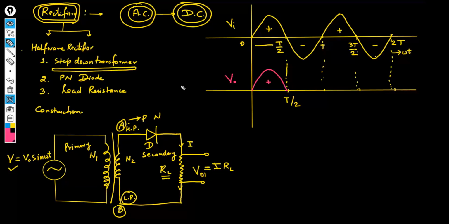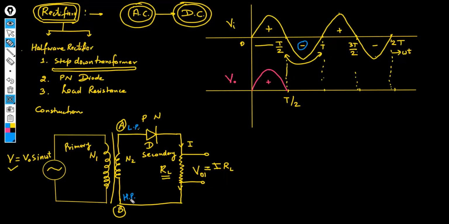Now if we talk about the next negative half part, what is going to be here? For the next half from T by 2 to T, the A will be at lower potential because now the voltage is negative. So A will be at lower potential and B will be at higher potential.